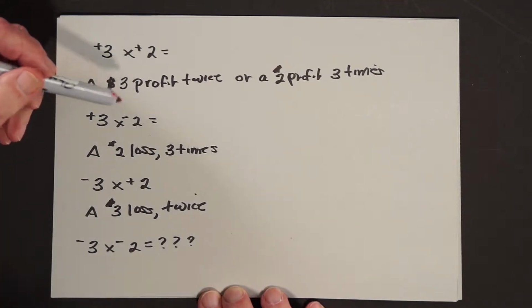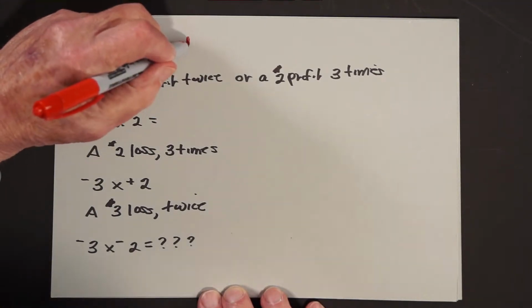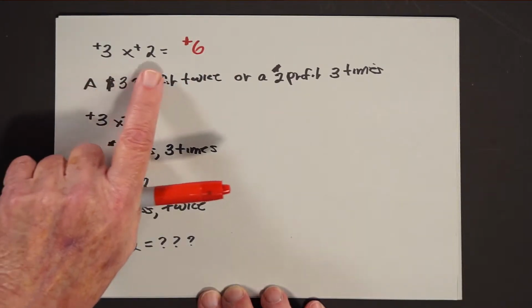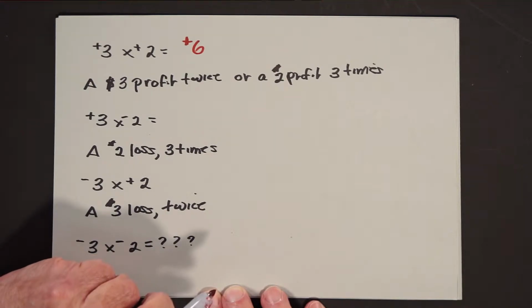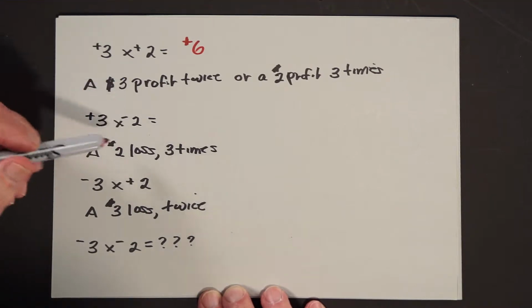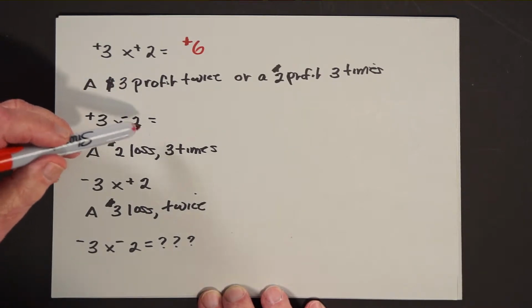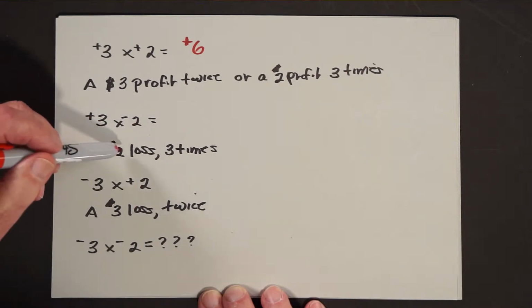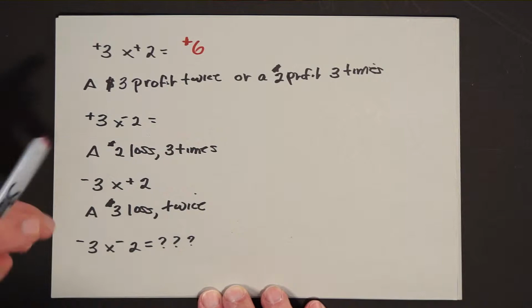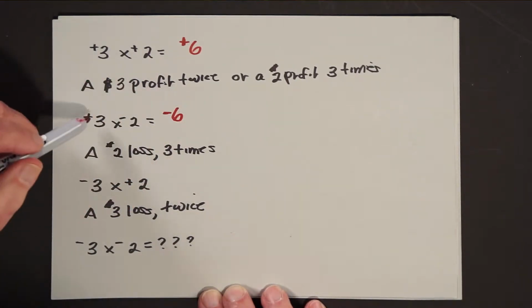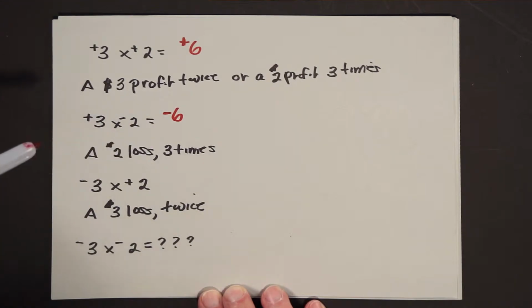Now, if you make a $3 profit twice, that's a $6 profit, so that would be positive 6, and so we've established that positive 3 times positive 2 is positive 6. Now, what about positive 3 times negative 2? Well, you can't have something happen a negative number of times, so this must mean you've lost $2 3 times, and a $2 loss 3 times results in a $6 loss, which is negative 6. So positive 3 times negative 2 is negative 6.